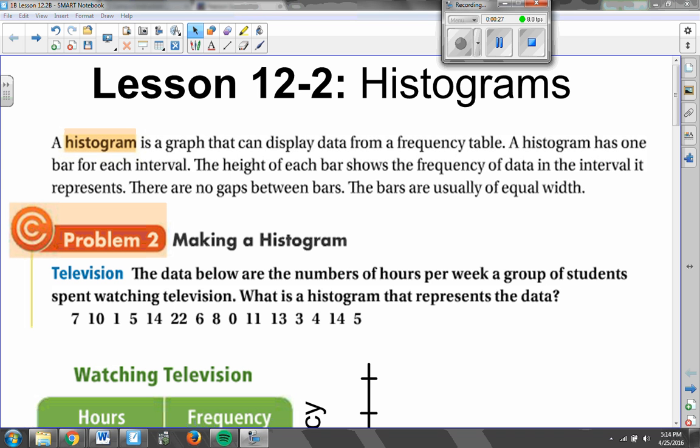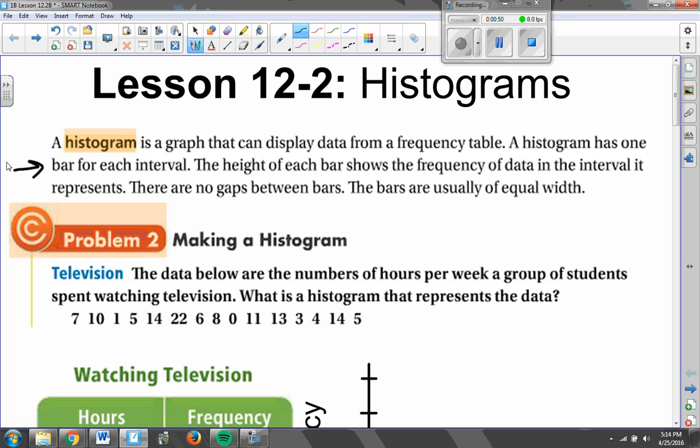Now, a histogram is a graph that displays data from a frequency table. It shows intervals of data points, and then it shows the frequency of each of those intervals on a graph. A histogram has one bar for each interval, so it's going to look kind of like a bar graph, but they are actually different things. The height of the bar is what shows the frequency of the data points in that interval. All of the bars touch, there are no gaps, and we should always make them equal width.